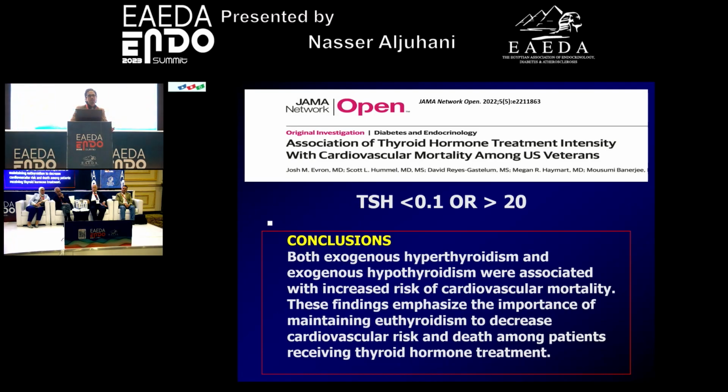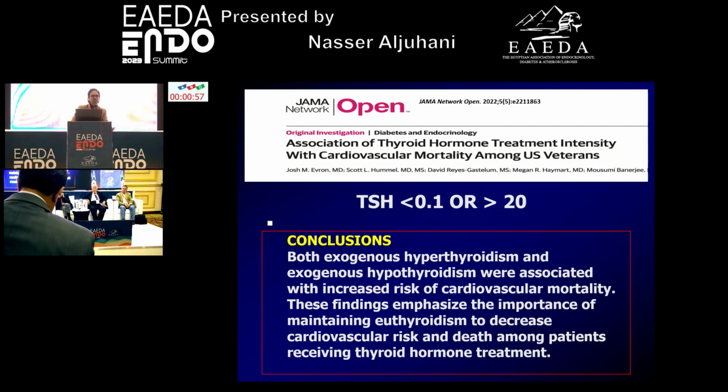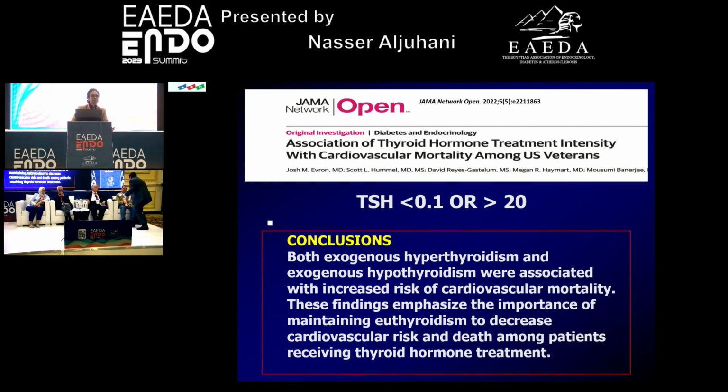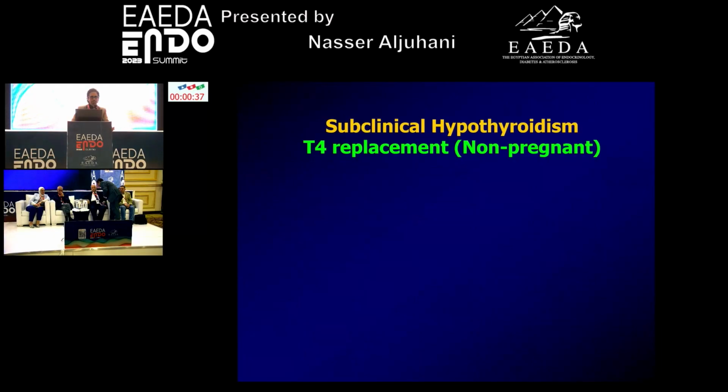Regarding subclinical hypothyroidism, you treat if TSH is more than 10, if the patient is symptomatic, or if the patient has goiter or antithyroid peroxidase antibodies. If the age is above 70, don't treat this patient. You observe them. If they develop overt hypothyroidism, you can treat them.